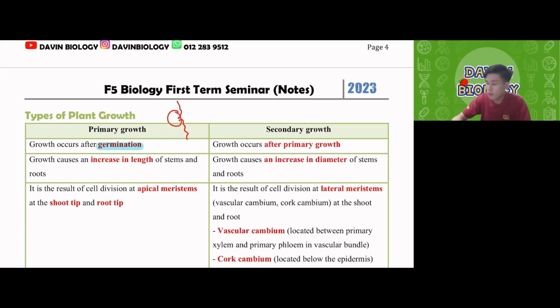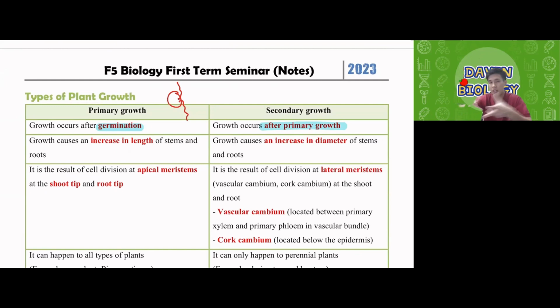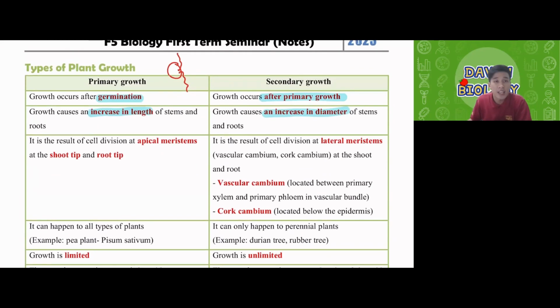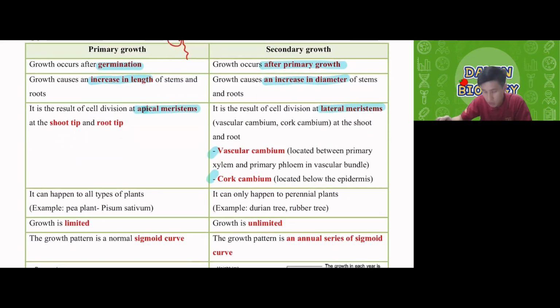Now, secondary growth, of course, is after primary, like primary school already, then secondary. That's simple. You grow tall already, then become thick. So just how we mentioned it, increase length, increase diameter. And then primary growth occurs at the apical meristem, at the tip we mentioned already. Secondary occurs at the lateral meristems, which are two rings, vascular cambium and cork cambium. Later we will do this.